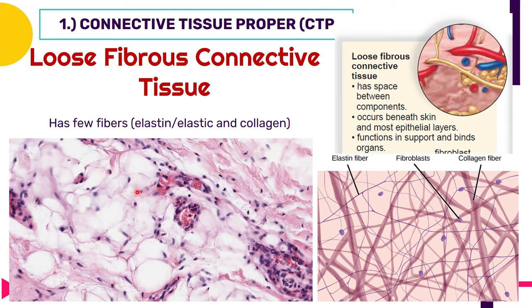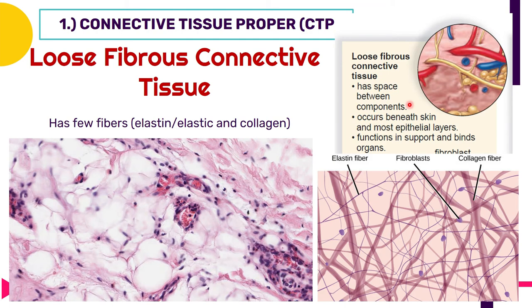And also, as you can see, these black dots are the fibroblasts. The fibroblast is responsible for producing the fibers, the elastin and the collagen fibers. So what we notice for this type of connective tissue is the space between the components, or the fibers, and the fibroblasts.